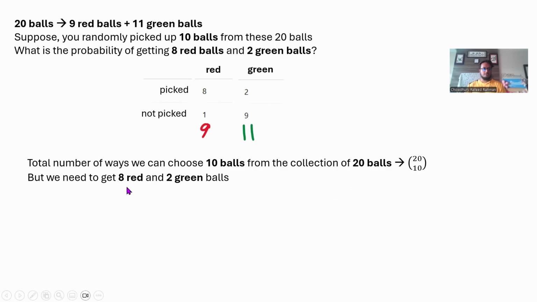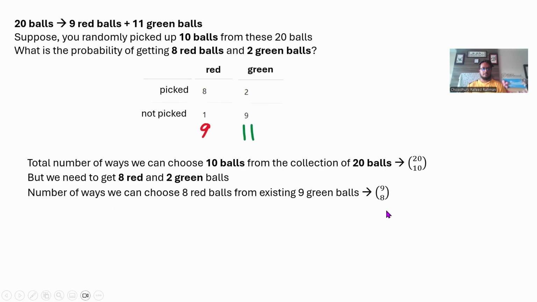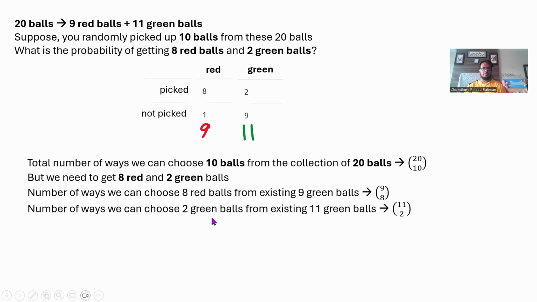But we need to get 8 red balls and 2 green balls. This is our requirement. So there are 9C8 ways we can choose 8 red balls from the existing 9 red balls. I'm sorry about this. Here it should be red. I have mistakenly given green here. But anyway, let's continue. Similarly, we can choose our 2 green balls in 11C2 ways from the collection of 11 green balls. I think this is very easy to understand. Anyone who knows permutation combination understands this.